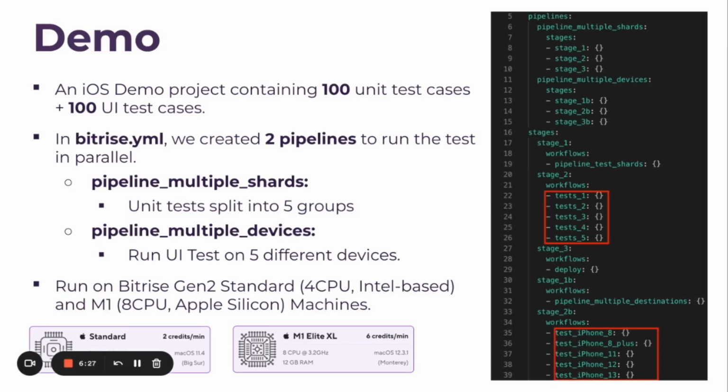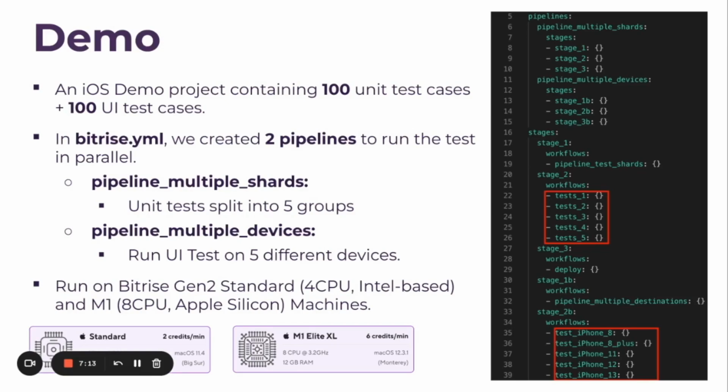As you can see on the right-hand side, we define two pipelines to run the tests in parallel in the Bitrise YAML file. The first one is called pipeline multiple shard, which contains stage 1, 2, and 3. In stage 2, we divide the unit tests into 5 groups and run the shard on each of the workflows. The other one is called pipeline multiple devices, which contains 3 stages as well. In stage 2b, we run 5 parallel workflows. In each workflow, the UI test will be run on a different simulator.